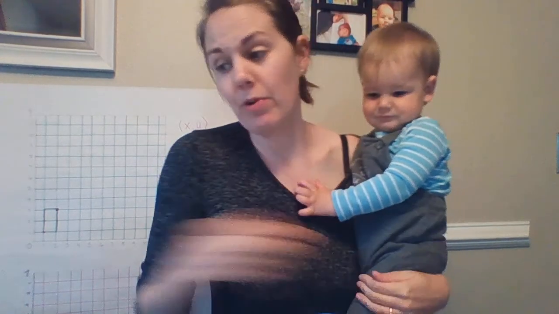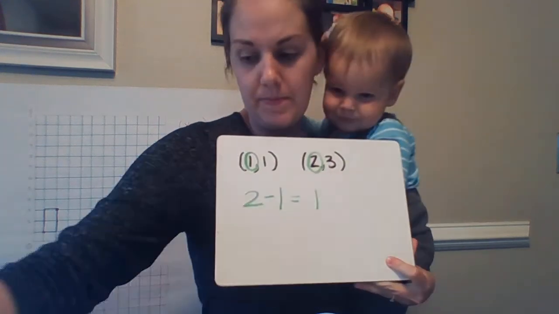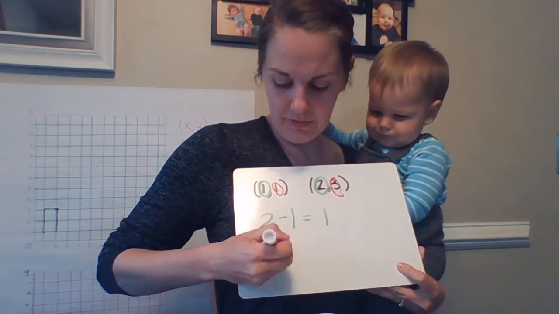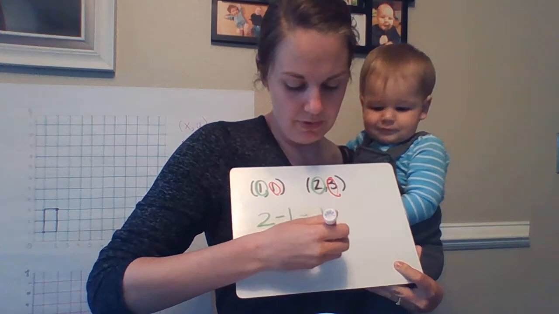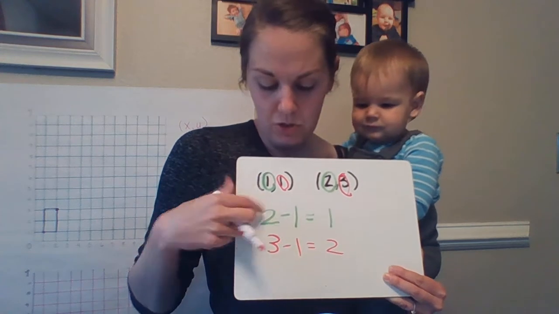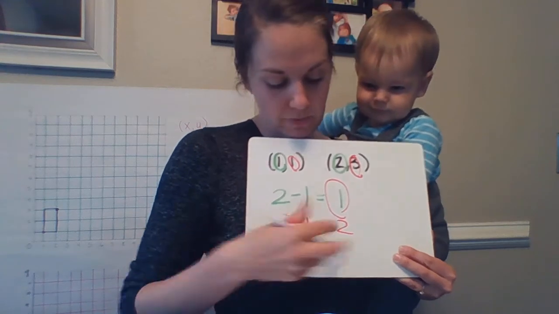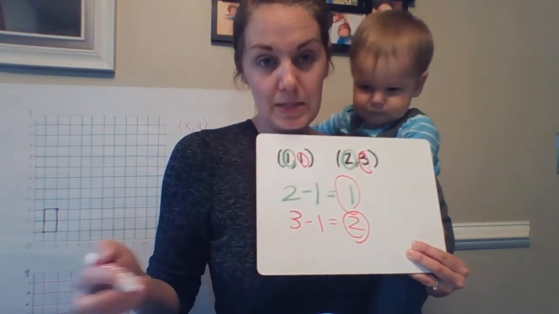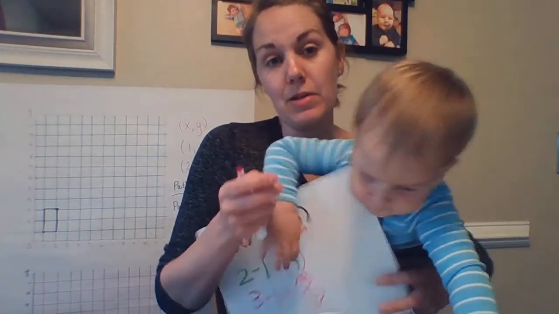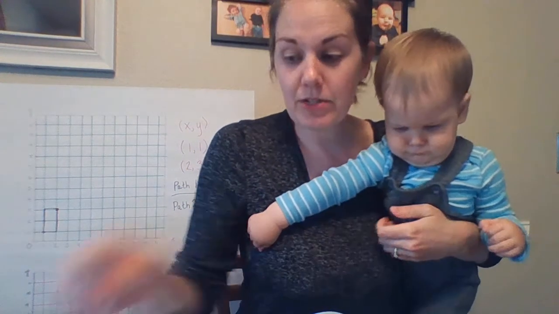And then the same thing for the y-axis. We're going to look at our 3 and our 1, and we would do 3 take away 1 equals 2. So these would correspond to the moves that you would be making. 2 minus 1, you would be moving 1 space, and 3 minus 1, you would be moving 2 spaces, so you would be moving 1 space along the x-axis and 2 spaces along the y-axis. Okay, moving on to question 1.